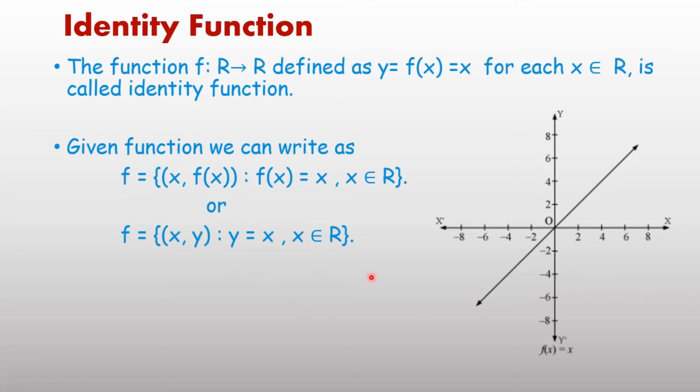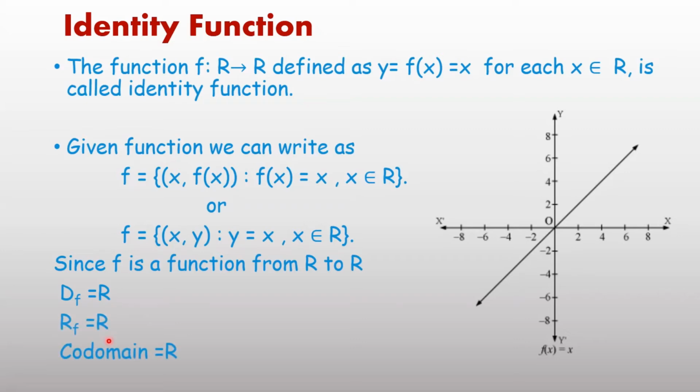And now domain. Using the graph also you can find the domain. Movement along the x-axis is known as domain, and movement of the line along the y-axis is known as range. Since y equal to x and domain is real numbers, it implies range is also real numbers. Means domain is real numbers, range is real numbers, and codomain is also real numbers. It is known as the identity function.